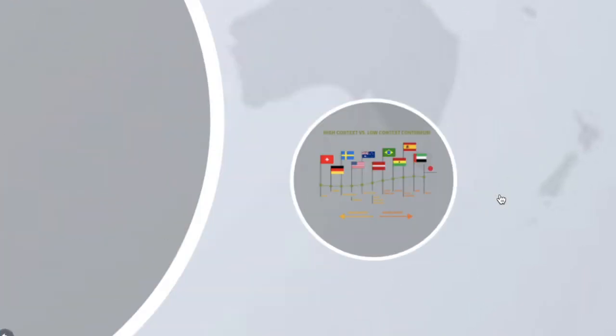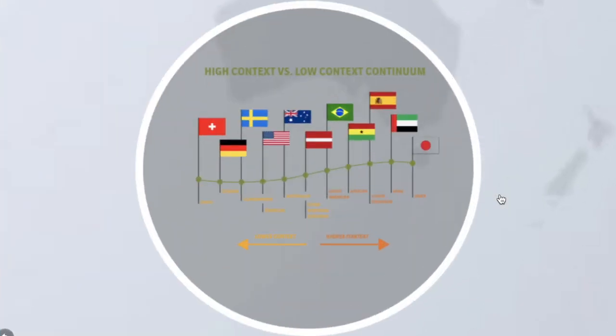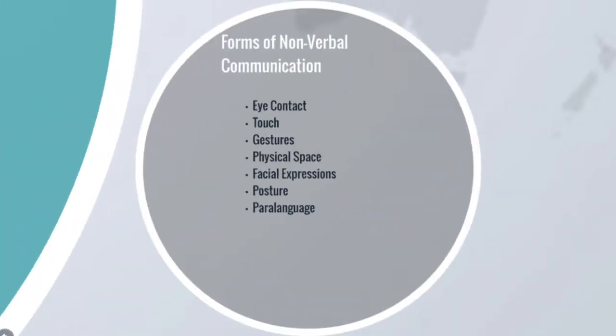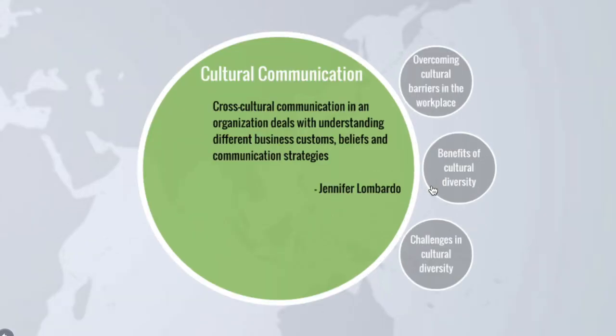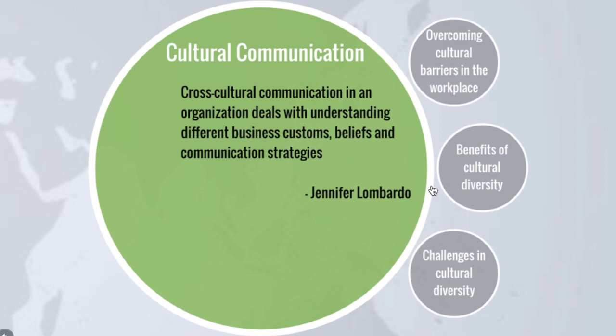Here is the image of low versus high context cultures that shows where each and every country stands in terms of communication. Next, we focus on the different forms of nonverbal communication, and usually they are eye contact, touch, gestures, physical space, facial expressions, posture, and paralanguage. Then we move on to the secondary research, which basically shows the research done by various authors on cultural communication.